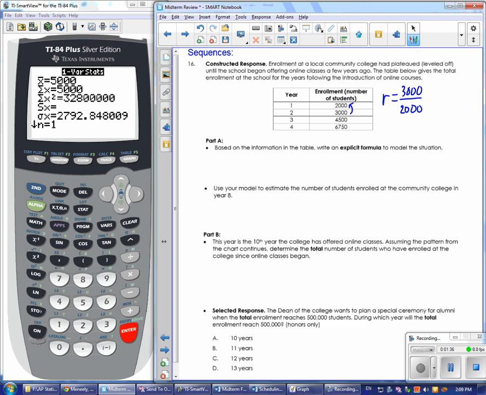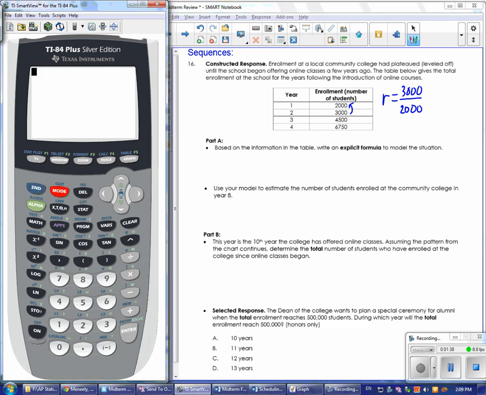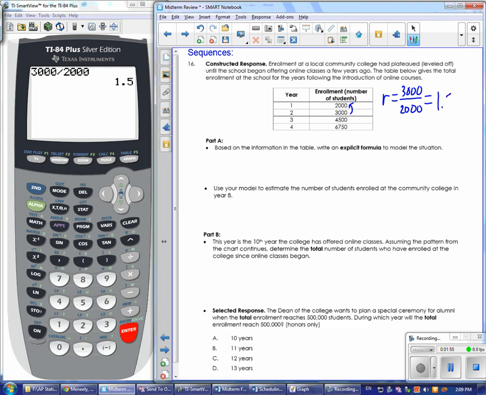All right, so if I do this on my calculator, and this is a calculator-based question, I've got 3,000 divided by, sorry, my calculator has been a little finicky. I get 1.5. The one thing you do probably want to do is test that to make sure that it works. You could go ahead and just write your explicit formula. So based on the information in the table, write the explicit formula. Well, let's make sure we remember.